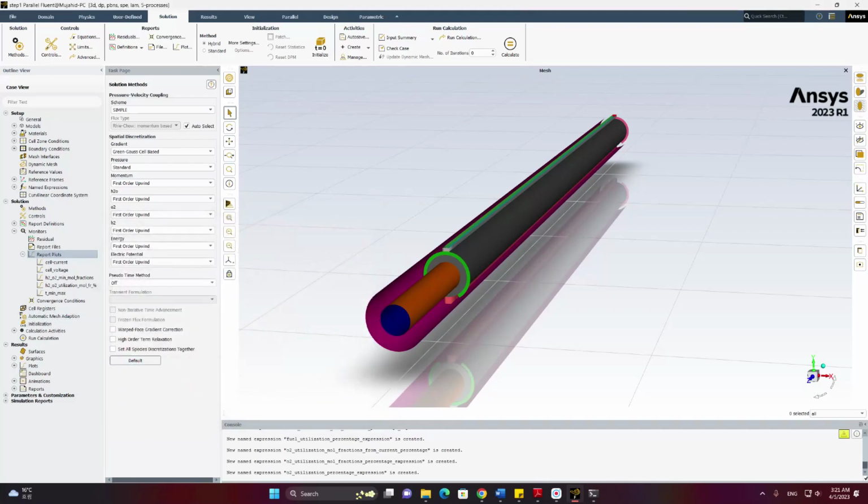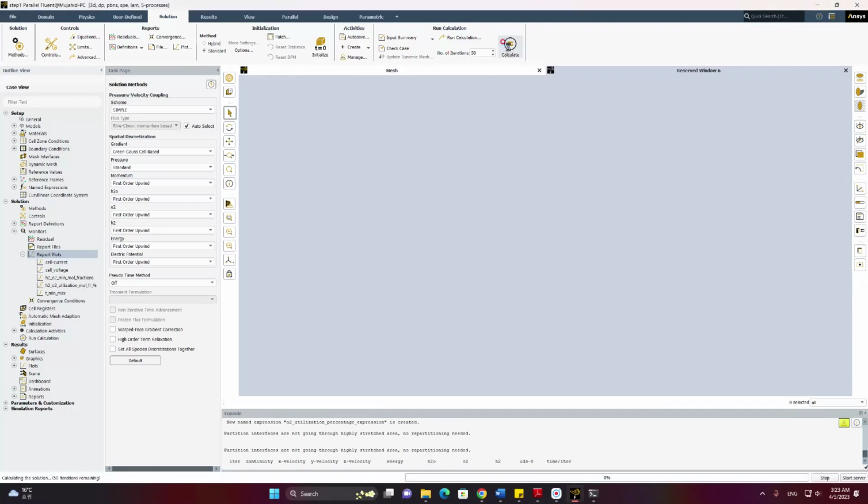Okay. Now we are ready to initialize the solution and run the solution for the first time. From the ribbon, go to standard initialization and initialize. So the next step is to give the cell about 50 iterations and run it. So we will try to make the same graph that it has given in the tutorial manual. So for the first time we'll give 50 iterations and start the calculation.